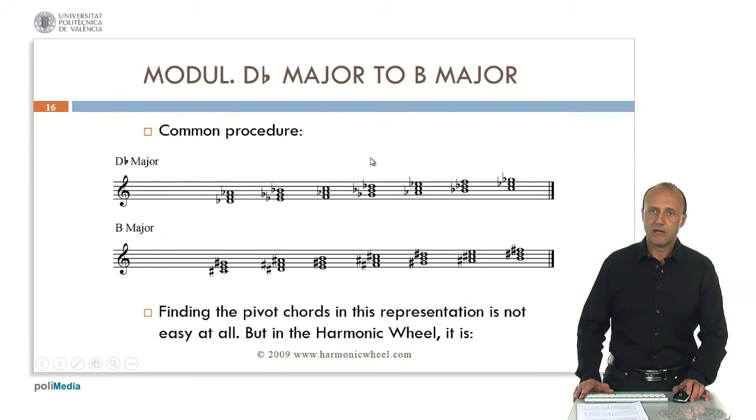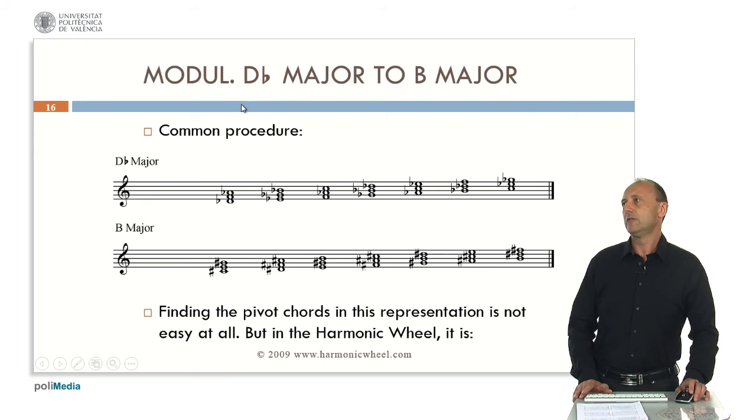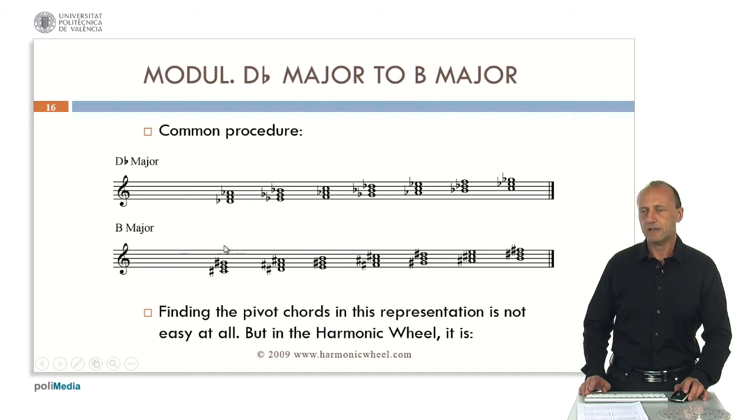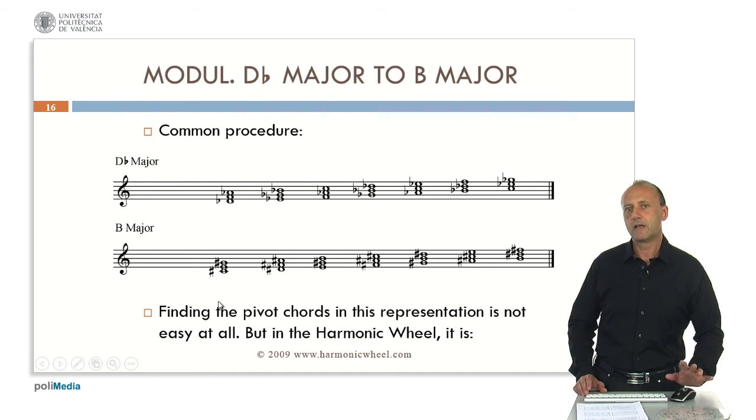We can now consider a more difficult example, to modulate from D flat major to B major. In this case, if we use the common procedure, it is very difficult to find the common chords because D flat major has 5 flats in the key signature and B major has 5 sharps in the key signature. So here it's not easy to see which are the common chords. And we have to use, of course, enharmonic notes.